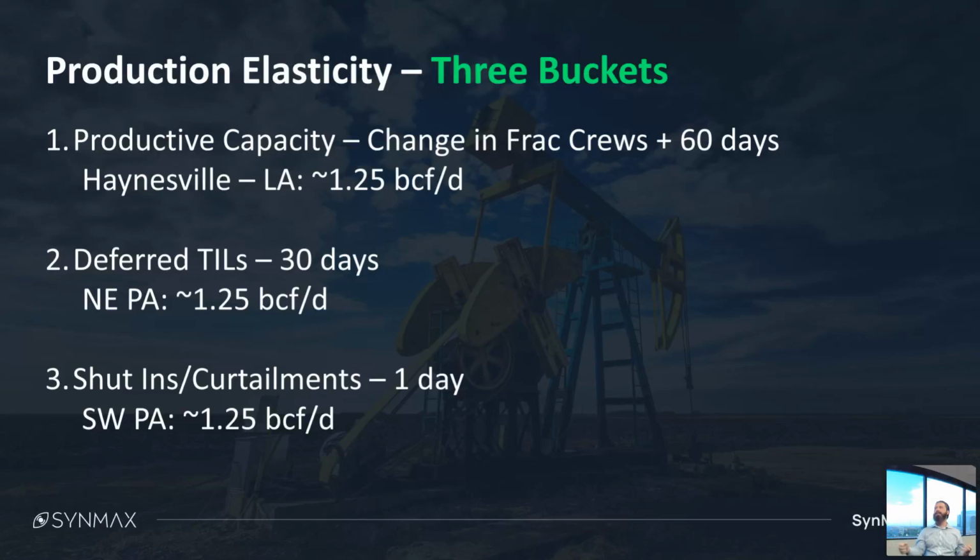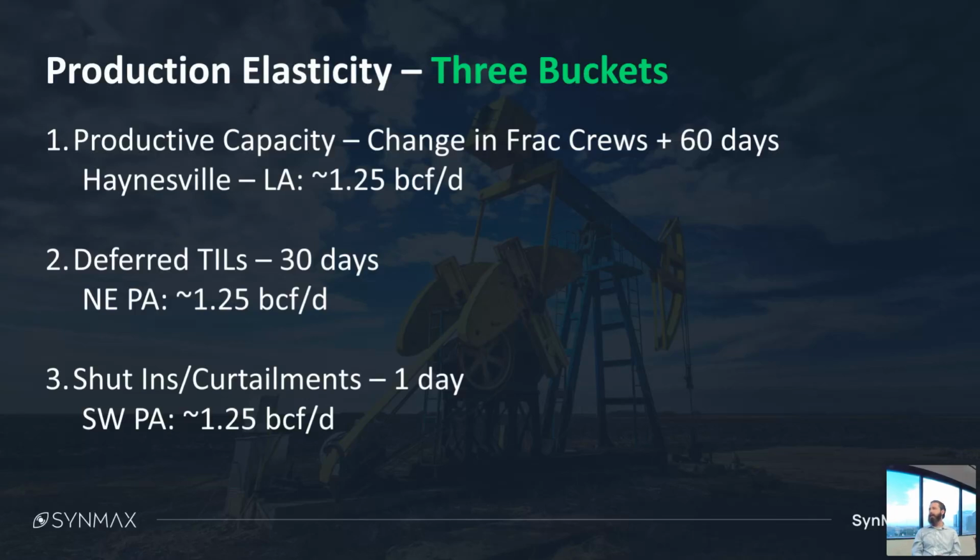There's only 60 days. So during this low point in May, we saw productive capacity declines. That was part of the story. It was primarily coming from Haynesville, Louisiana. And we had estimated that this bucket of elasticity was about 1.25 BCF a day. In fact, it just so happened that at this period, the productive elasticity was kind of split evenly between these three different categories. The second one is the one we're talking about today, which is deferred TILs.